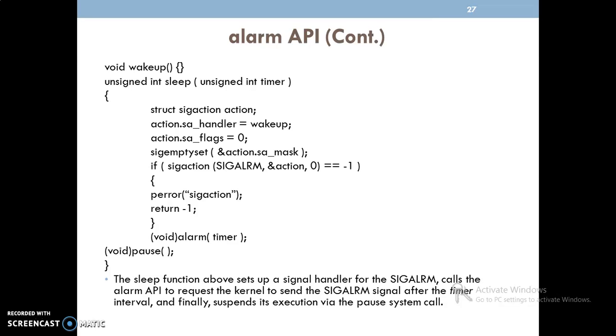In this example, we are sending the alarm signal. It is an implementation of the sleep API using the alarm API. As we know, sleep means a particular process sleeps for a certain amount of time, say for example 10 seconds. During those 10 seconds, the process is not doing any work. After 10 seconds only, it can proceed. So this is about the alarm API.